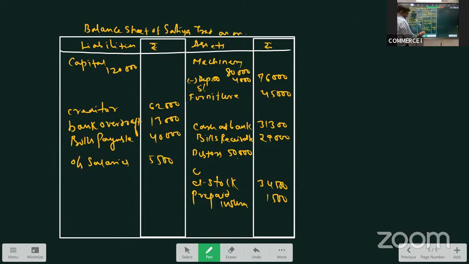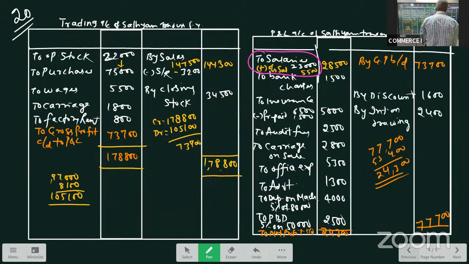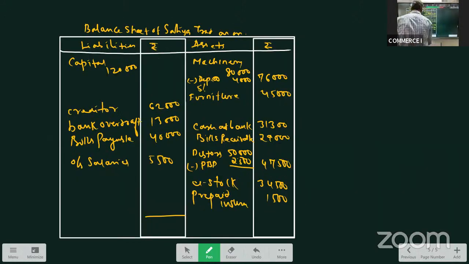Provide for bad debts at 5%, I said. So we already have provided it. We have shown it in our P&L account also. Minus provision for bad debts 2,500. So we'll take 47,500 on the asset side. And now we have to take net profit from our P&L account, which was 24,300. That net profit we will add here.